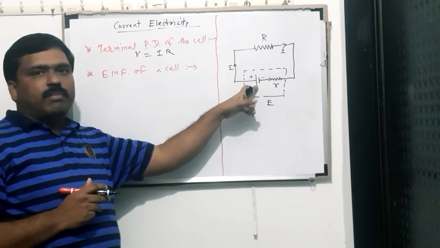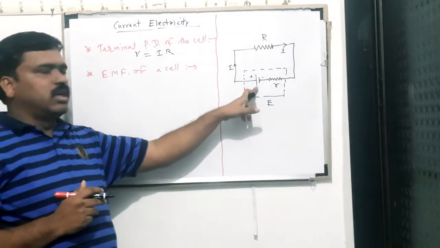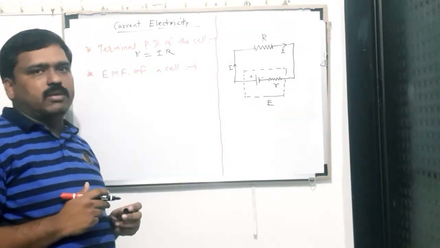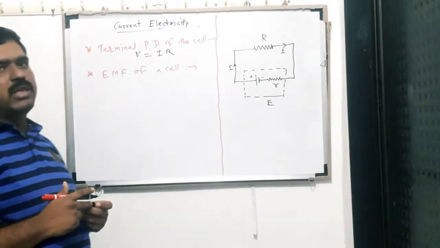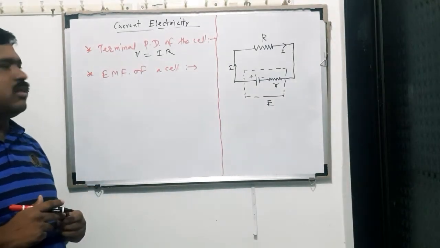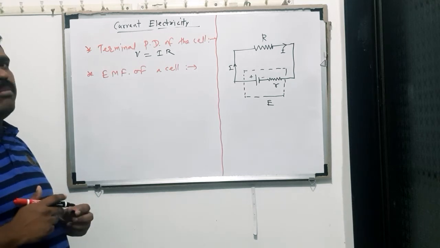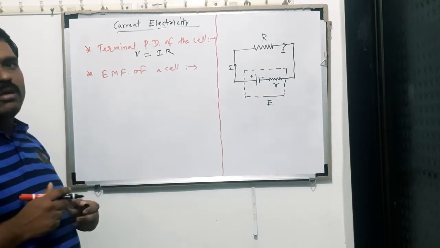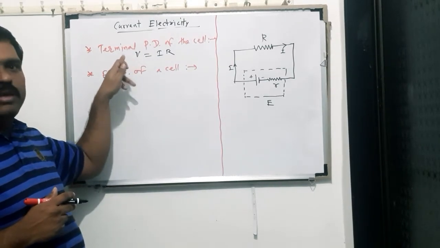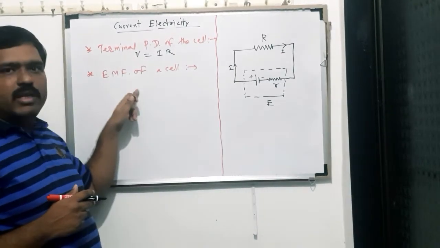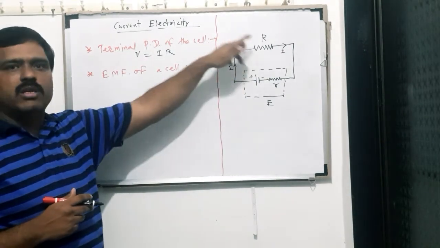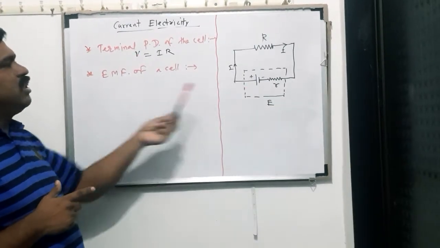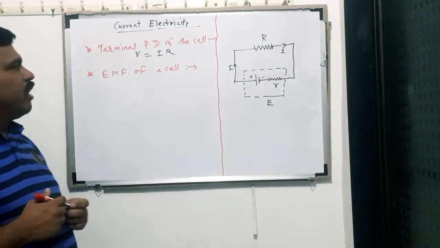The energy supplied by the cell to circulate unit charge once around the circuit is called the EMF of the cell. Both are energies and they are the same. This is the energy spent to circulate unit charge, and this is the energy supplied by the cell to circulate unit charge once around the circuit. Means here V is equal to E.